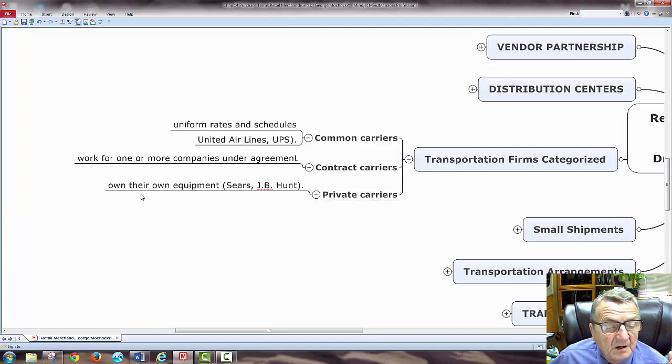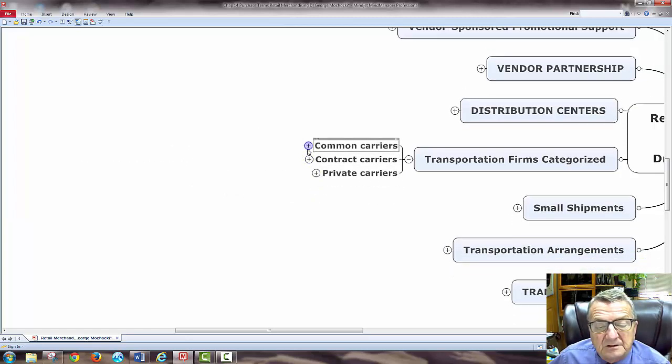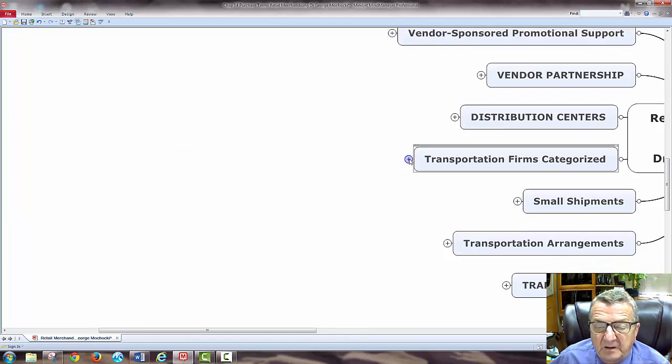And private carriers are their own equipment. So it's like Walmart or Sears or JB Hunt. They just service their own private industries. They're not public, for lack of better words.